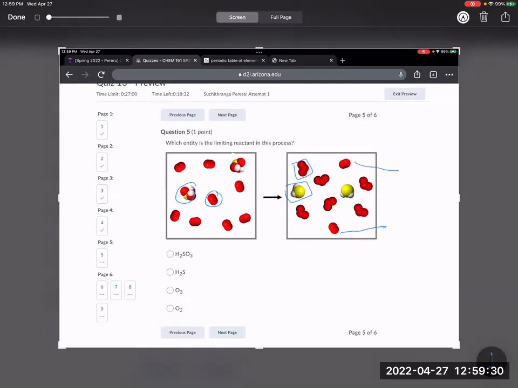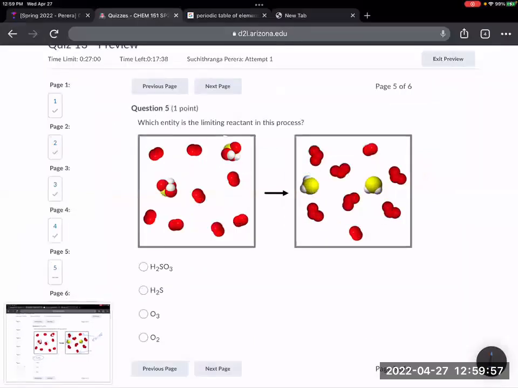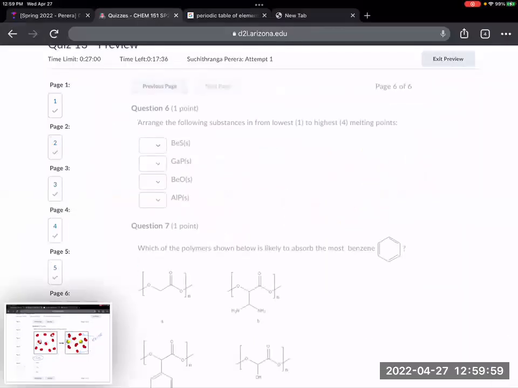On top of that, you can see that there are some excess reactant molecules. Oxygen, or O2 molecules, are in excess. Therefore, oxygen cannot limit our reaction. Therefore, the other reactant must be the limiting reactant. Therefore, the limiting reactant is H2SO3. Okay, so let's select that. Moving on.